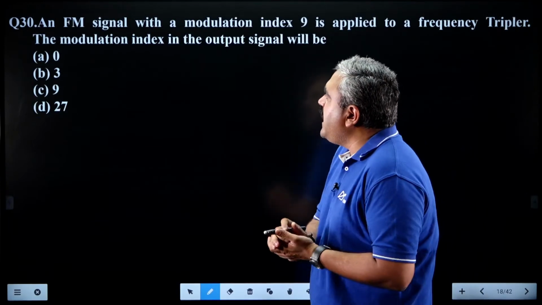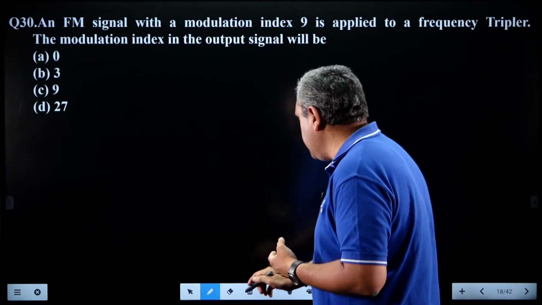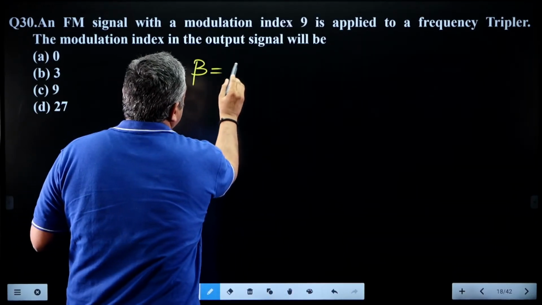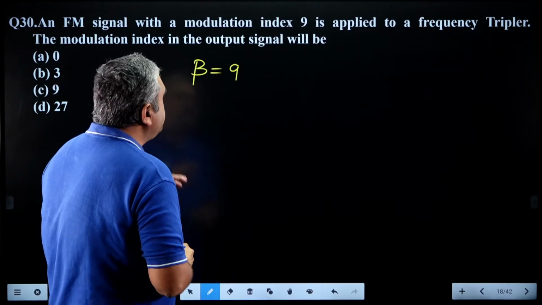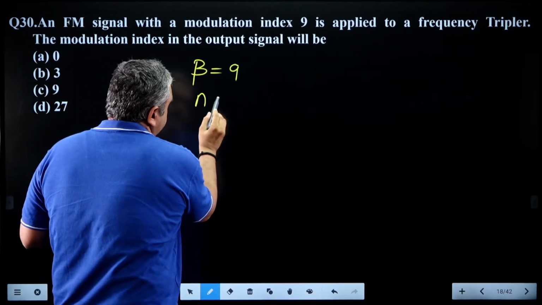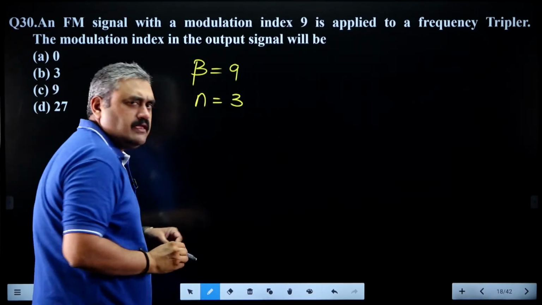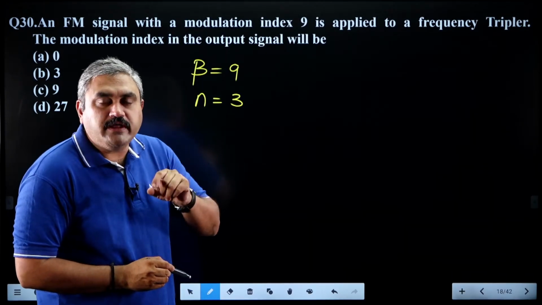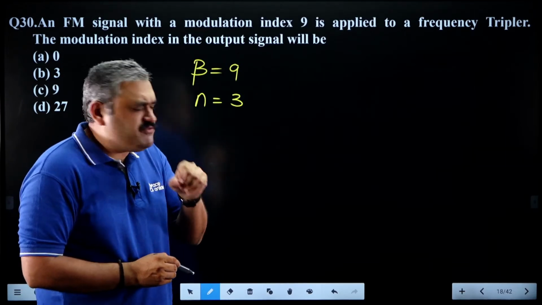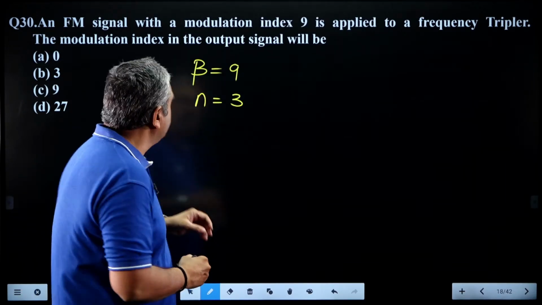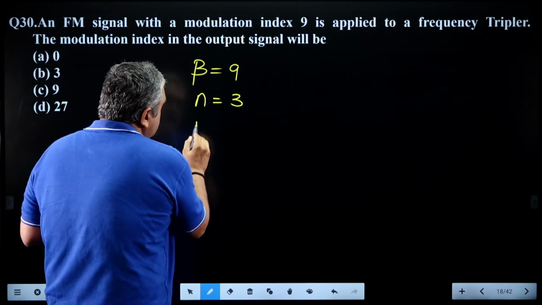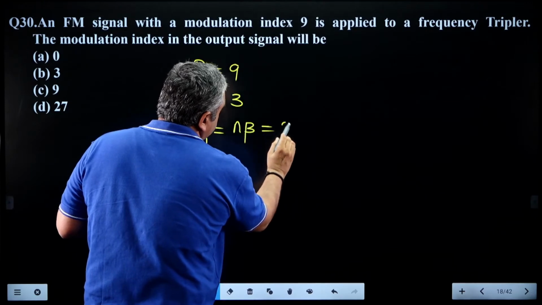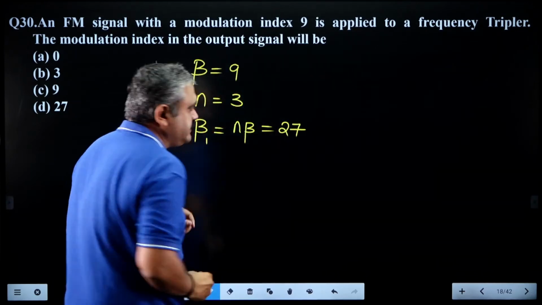See here, an FM signal with a modulation index 9. What do you mean by modulation index in FM? He is saying the value of beta becomes 9. It is applied to a frequency tripler. Frequency tripler means if you give input as x of t, output will be x of t whole cube. So the order of your nonlinear device, which we generally write as n, is 3. Then the new value of beta will be n times the original value of beta. So this beta of 9 will now change to 27.